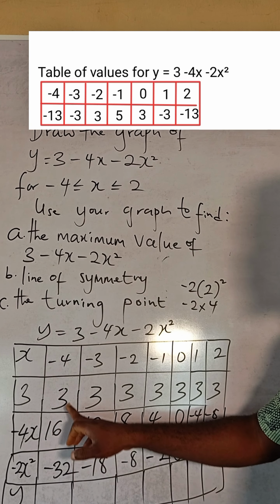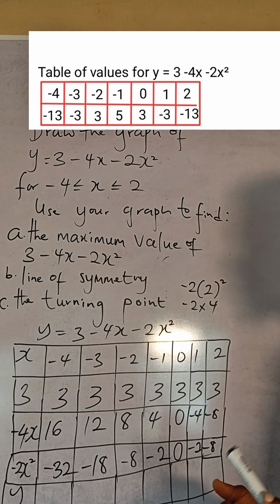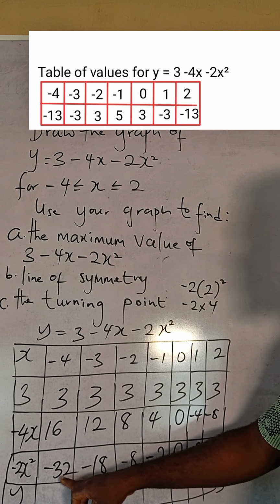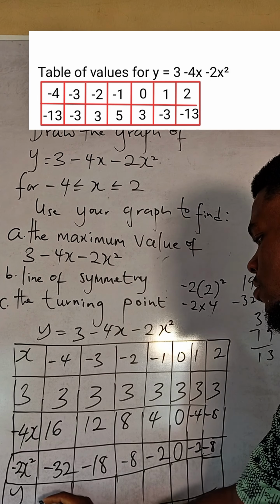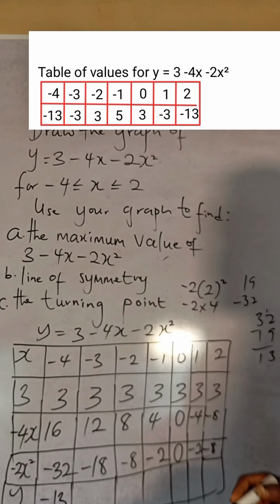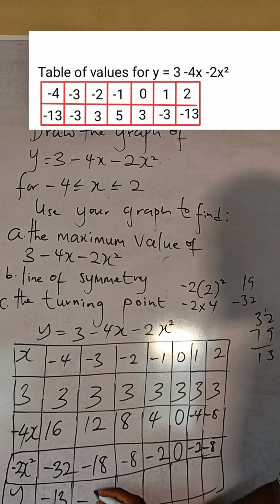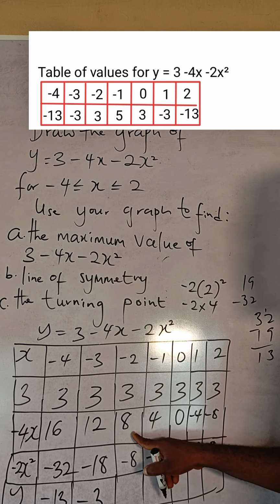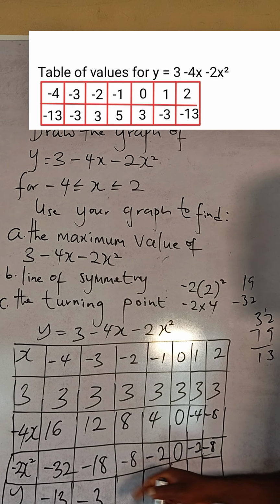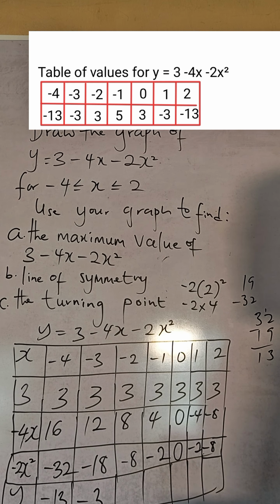So 3, this is 3, this is positive 16. So you add until you see a negative value. 3 plus 16 is 19. 19 minus 32 is -13. 3 plus 12 is 15. 15 minus 18 is going to give us -3. 3 plus 8 is 11. 11 minus 8 is still 3. 3 plus 4 is 7. 7 minus 2 is 5.